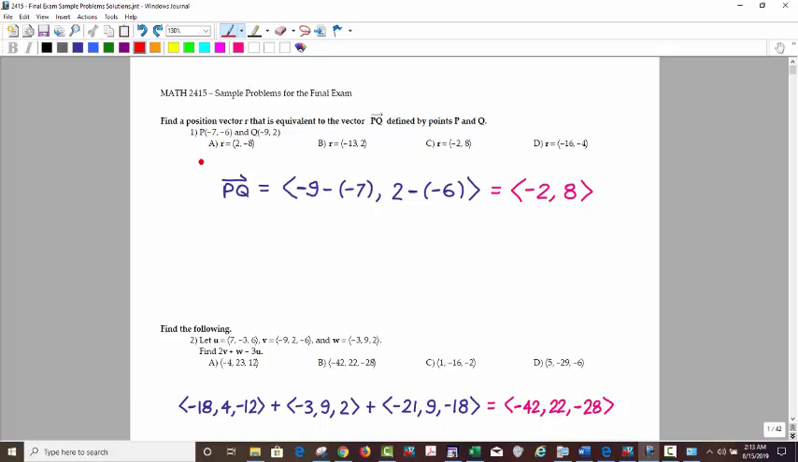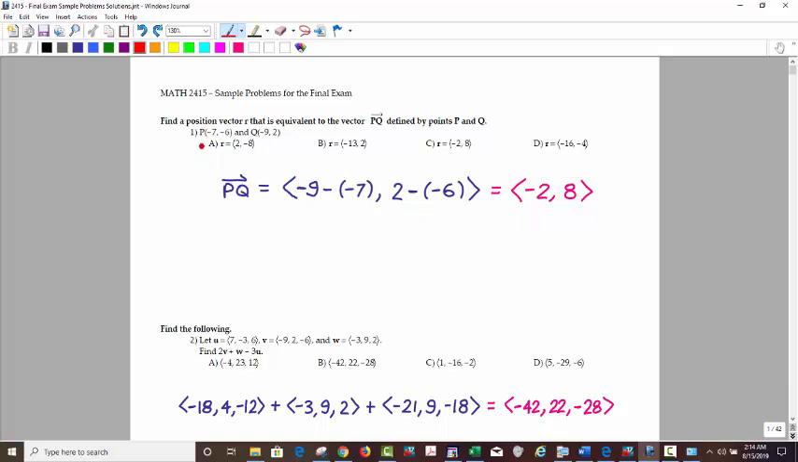Super easy. So going from P to Q means you subtract the Q x value minus the P x value. So it's negative 9 minus a minus 7. As I wrote here, 2 minus a minus 6. So you get negative 2 and 8. That would be your vector.